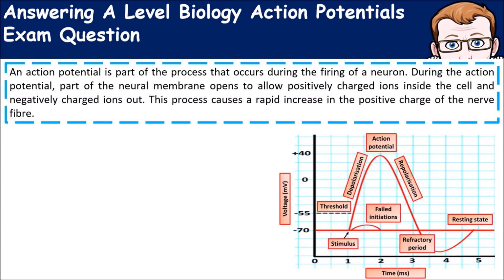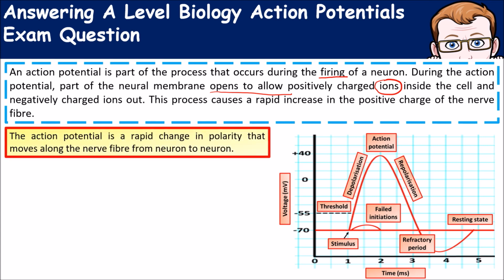Remember, an action potential is the part of the process that occurs when a neuron is firing. During an action potential, part of the neuronal membrane opens up to allow positively charged ions, right? It's important to say ions, not atoms, inside the cell and negatively charged ions out. But most importantly, it's the positive ions. This process causes a rapid increase in the positive charge of the nerve fibre, so it's causing depolarization.